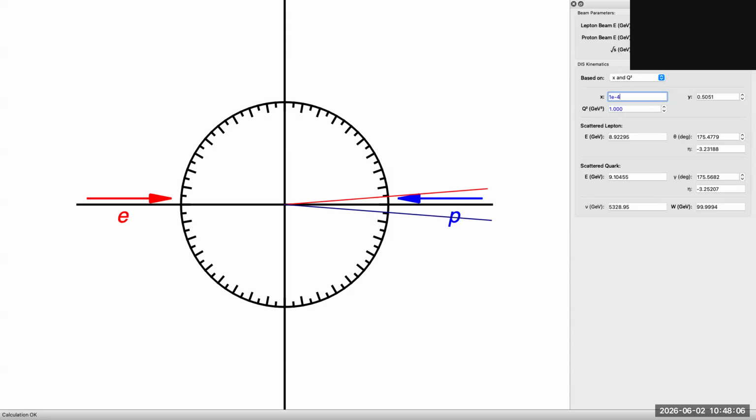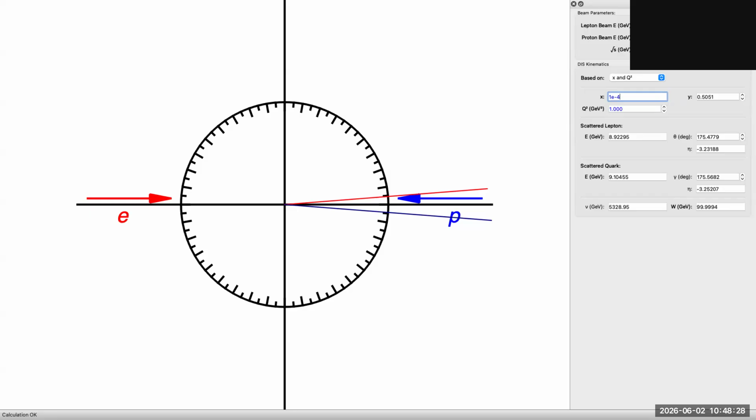If it's high x, lower energy, the quark carries more momentum. So that's why it tends to go forward. Now this quark has lower momentum, lower x. So if you hit with the same photon, it can knock backwards. So that's why right now in low x, the quark actually bounces back.